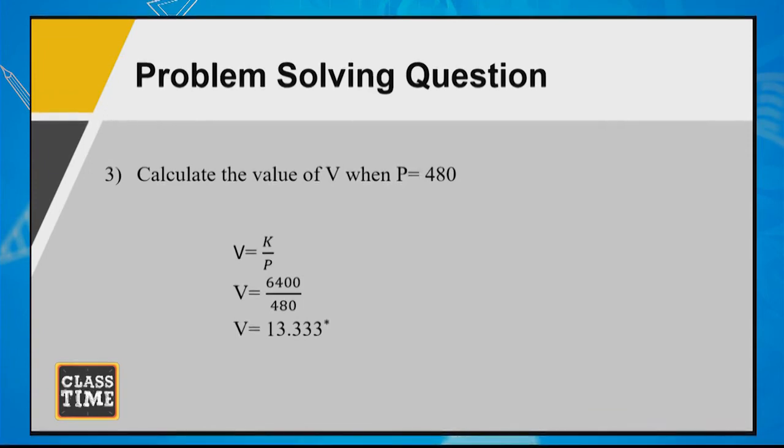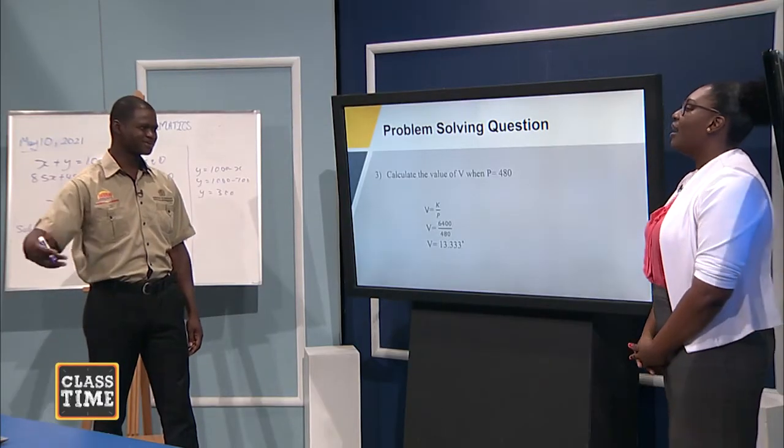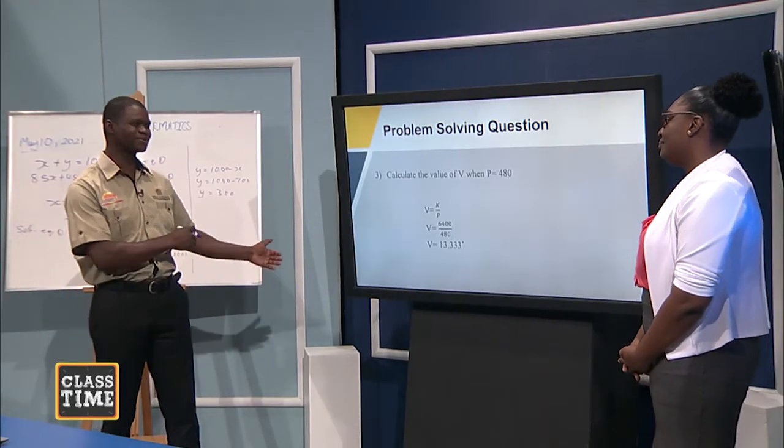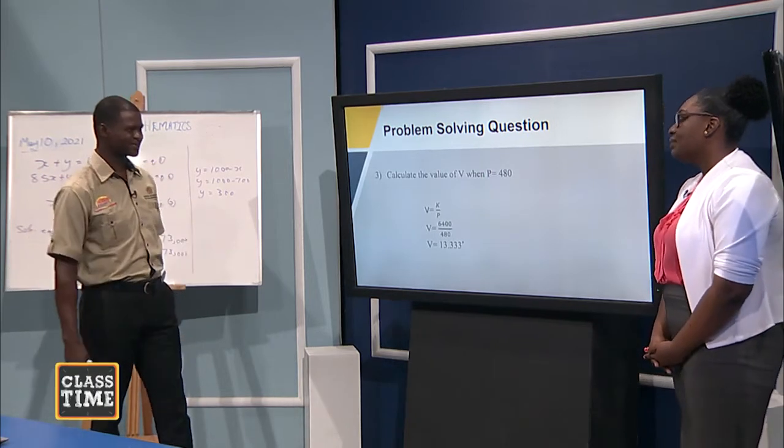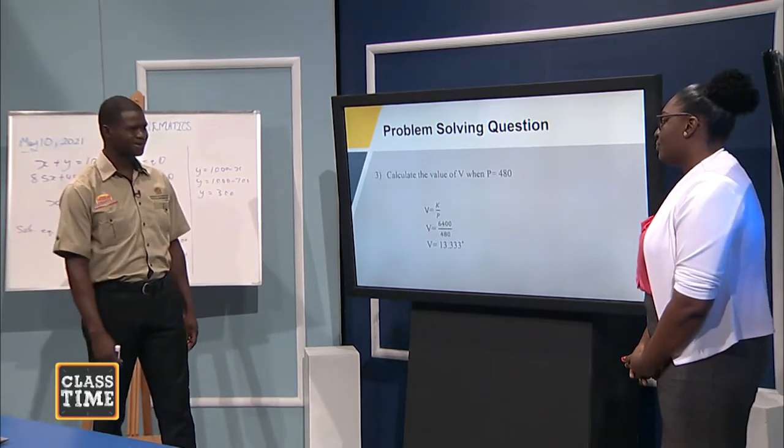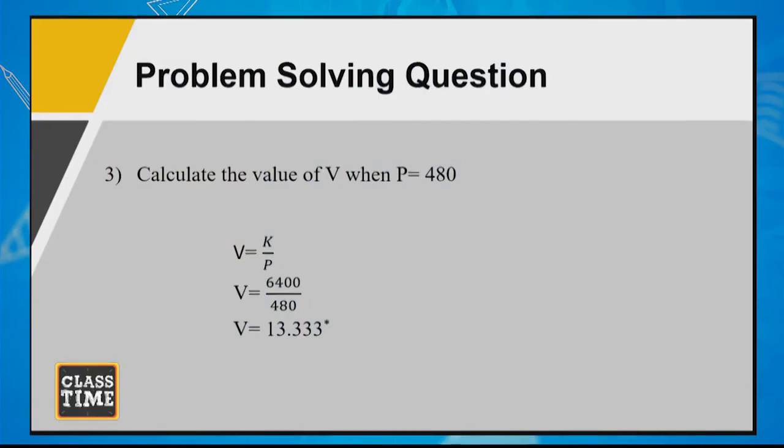Definitely. And that is 13.333333333. You ever see a calculator doing that? What does that mean? The numbers are just recurring. So there's no need to write out all of these threes. You just simply put a symbol there, a little asterisk, to mean that it's recurring. Okay.